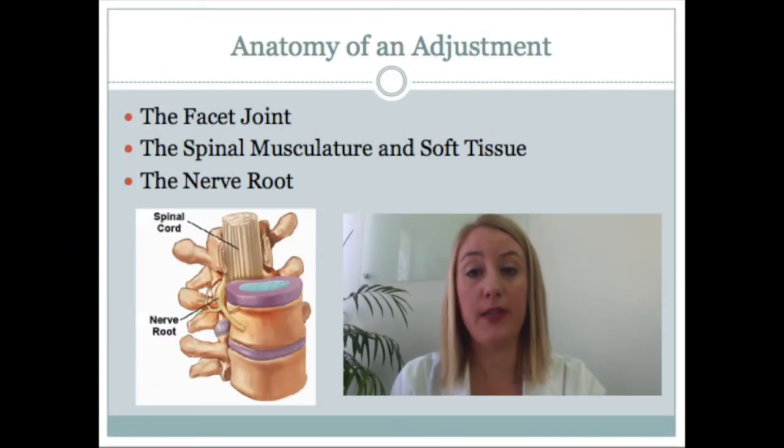Here, let me show you the relationship of the nerves to the joint. Here's my model again. You can see the facet joint right here that we were talking about. Right next to it is a little opening in the spinal column called the intervertebral foramen, or the IVF. This is where the nerve root comes out. Can you see this nerve root here?